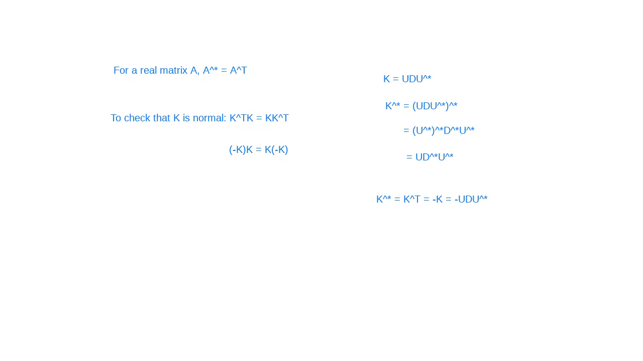Just compare this equation for K star and this one and see what that says about this diagonal matrix D. Then for the last part, you just need to know that if V is an eigenvector and, let's say, C is an eigenvalue, we have K V equals C V.